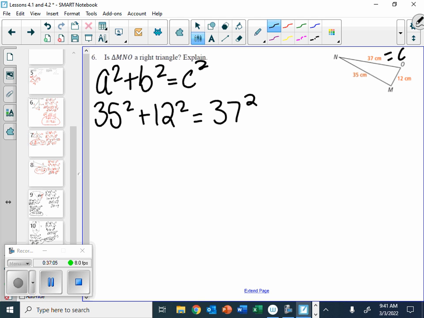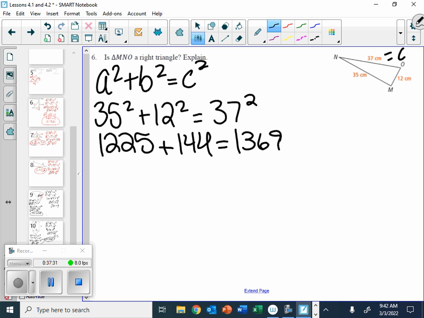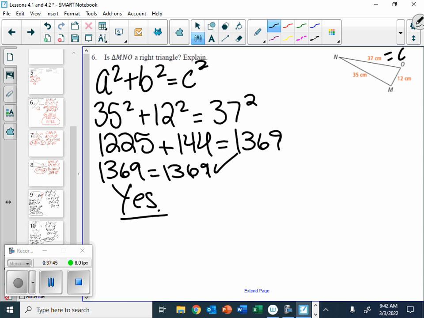What is 35 squared? Good. 1225. We know what 12 squared is. That's 144. What is 37 squared? 1369. Good. And then finally, you need to ask yourself, does 1225 plus 144 equal 1369? Yes. The left-hand side equals the right-hand side. So, yes, this is a right triangle.